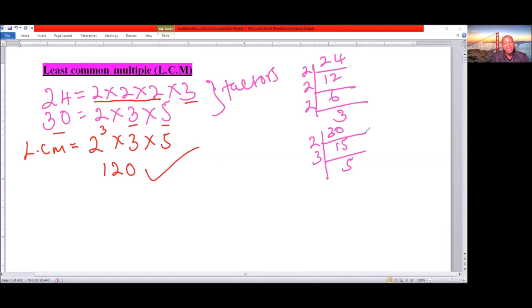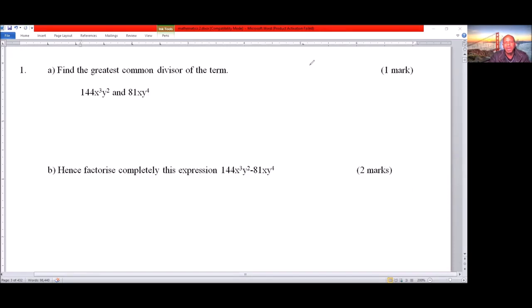So with that knowledge, I'm going to do for you several examples so that you will be able to look at the questions that are likely to come in an exam. But the basic knowledge of getting the LCM is what we have discussed. So let's go ahead and look at the questions. This is our first question. We are told to find the greatest common divisor of the terms 144x cubed y squared and 81xy to power 4.